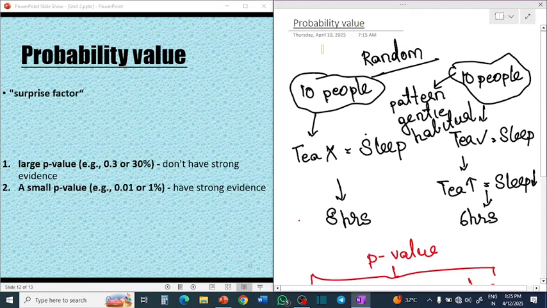Suppose you have done your test on whether tea affects people's sleep or not. For this you have made two groups of 10 people each. I hope this is clear. So for that experiment you have created two groups, both with 10 people each.